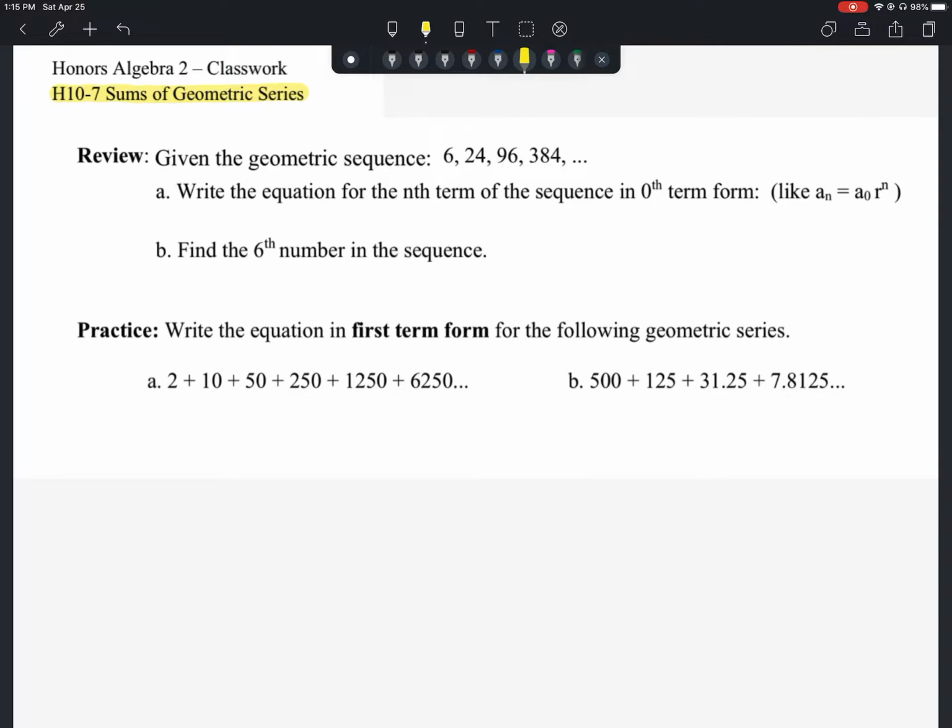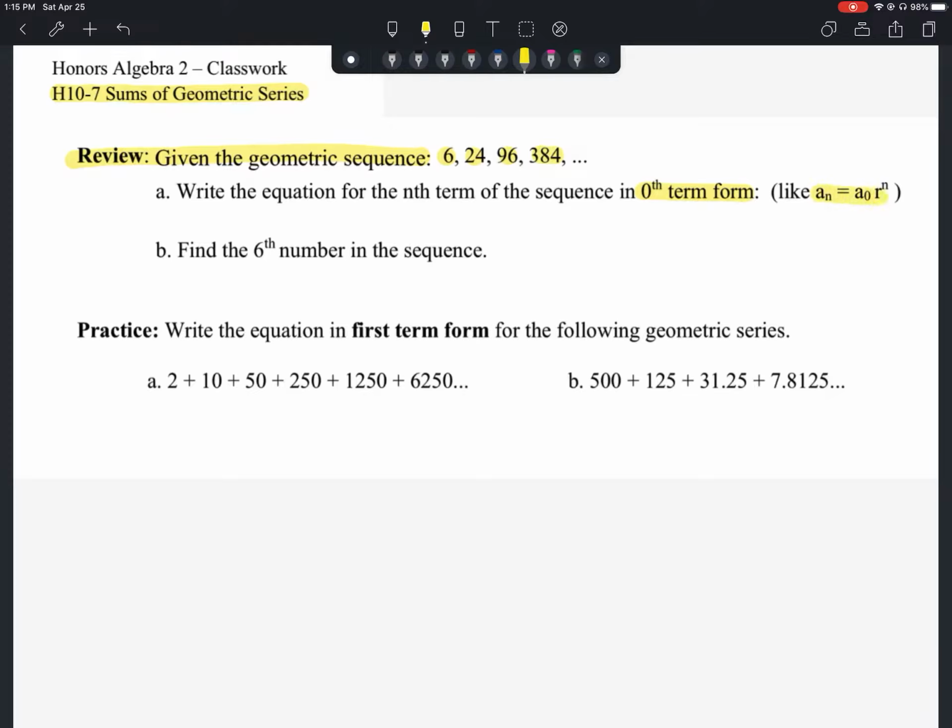Okay, hopefully you just took the time to try to work out these problems. We're going to run through them real quick. So the review at the top here says, given the geometric sequence 6, 24, 96, and 384, write the equation for the nth term of the sequence in zeroth term form. All right, so that looks something like this.